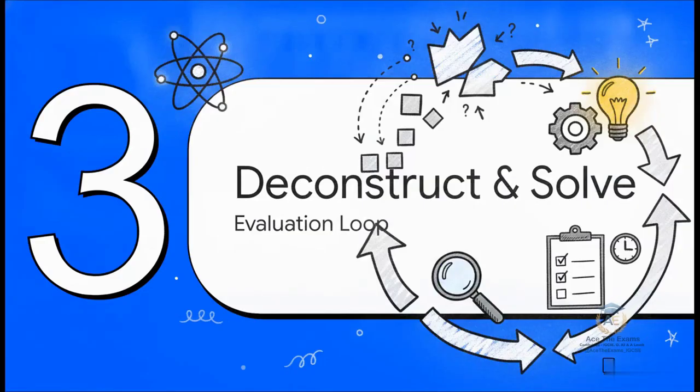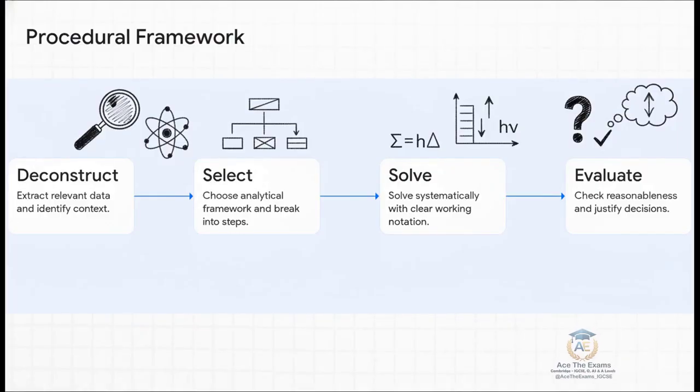All right, welcome back. Let's move into Section 3, Deconstruct, Solve, Evaluate. I am about to hand you your exact procedural framework for literally any high-value question on energy levels. You need to memorize this 4-step loop. Step 1. Deconstruct the question. Scan the text, extract the given data, highlight the command words, and pinpoint the exact context.